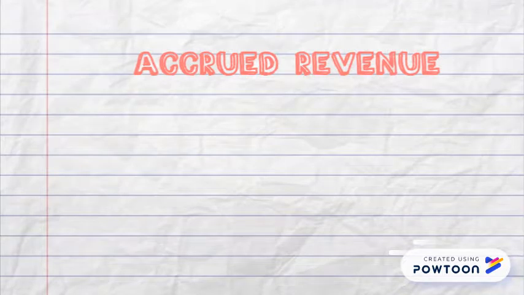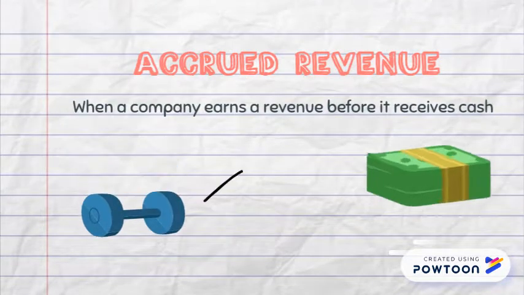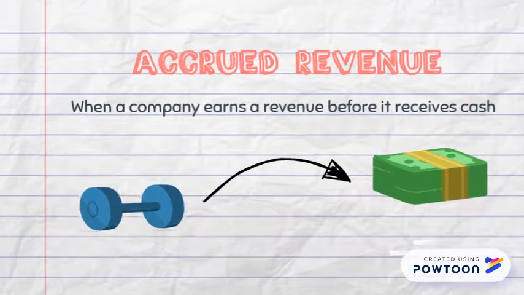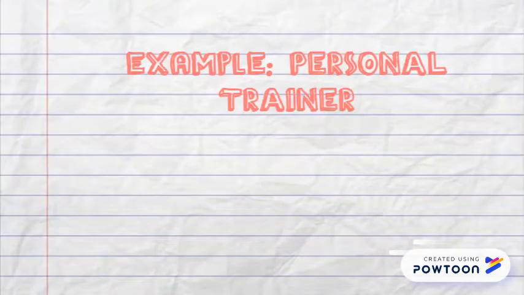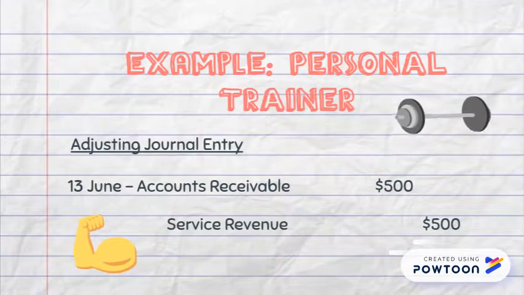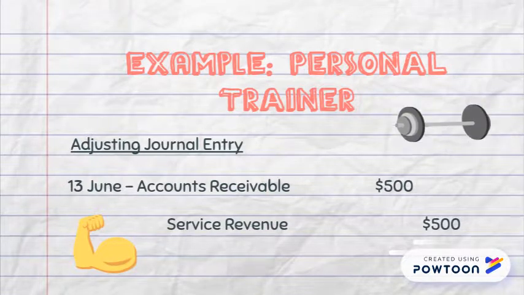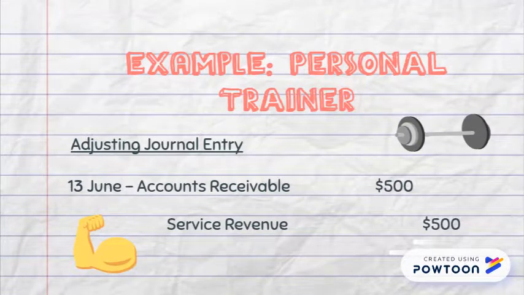An accrued revenue is when a company earns revenue before it receives its cash. For example, a personal trainer will provide their service for 6 weeks and at the end of that period will receive payment from their clients. In this case, accounts receivable will be debited and service revenue will be credited.